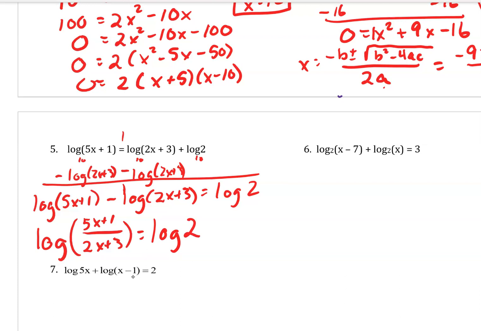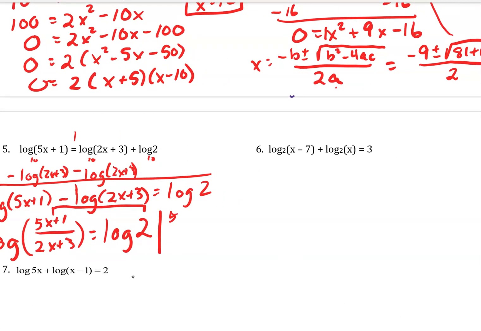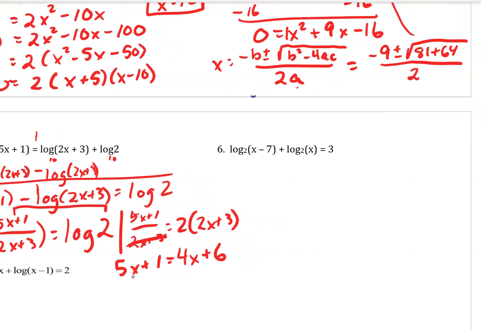So I have a log base 10 of one thing equal to the log base 10 of 2, which means the thing is equal to 2. So what I can do next is I can say 5x plus 1 divided by 2x plus 3 equals 2. I'll multiply both sides by 2x plus 3. So I get 5x plus 1 equals 4x plus 6. I'll subtract 4x from each side. I'll subtract 1 from each side. I get x equals 5.